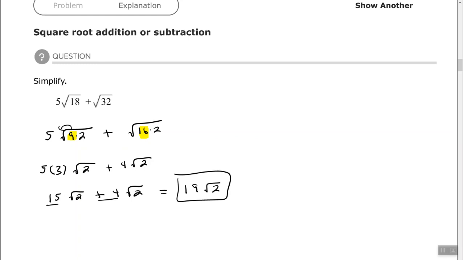Okay, so I simplified underneath the radical first, and then I saw that I had like radicals, the square root of 2 and the square root of 2, so that allowed me to combine those like radicals. So 15 plus 4 is 19 times the square root of 2. And remember, what we did there is actually factor out the square root of 2 to say 15 plus 4 times that square root of 2 would give us 19 times the square root of 2.